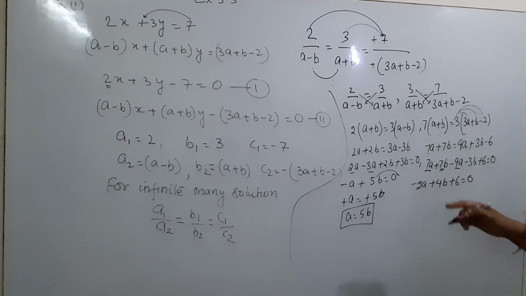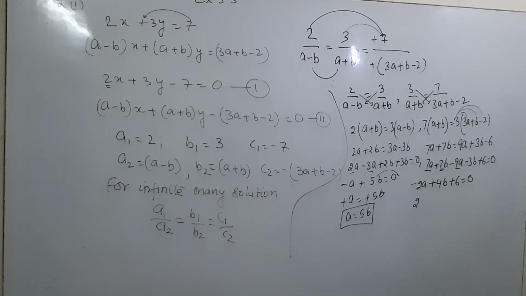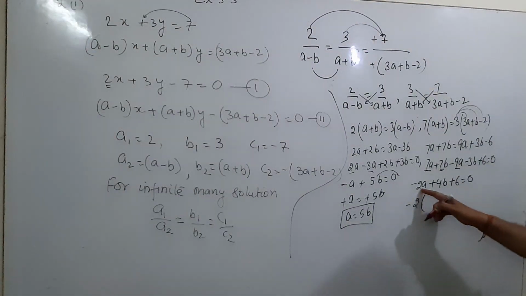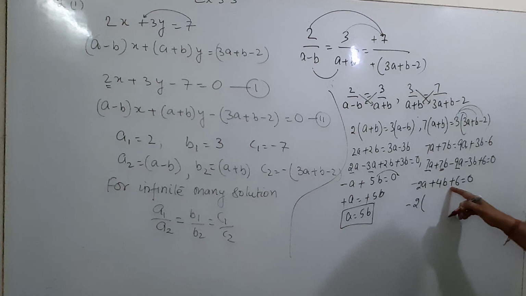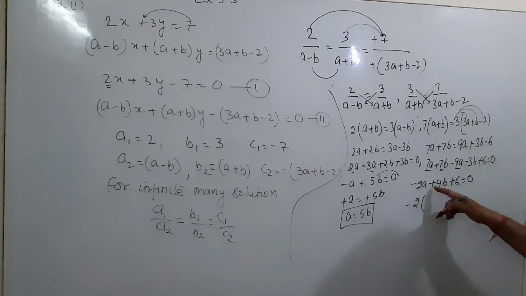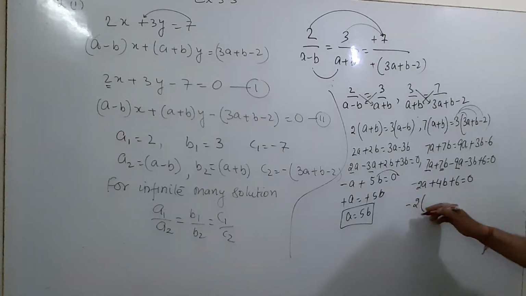And now what is common? Common is 2, and here the sign is minus. We can take minus common also. Minus 2 is common. When we take the negative sign as common, then the signs will change: here is plus, here is minus, here is minus. If we take minus, then it will be positive, negative, negative.